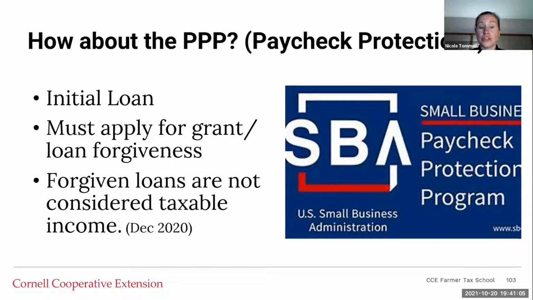But the nice thing about this is that those forgiven loans are not considered taxable income. The federal government made a change to their policy back in December of 2020, just before the 2021 new year. They said that we are not going to consider that taxable income. You were able to write off any of the expenses that had been incurred. So that helped a lot of businesses because it was almost like a double benefit to them. So forgiven loans are not considered taxable income.